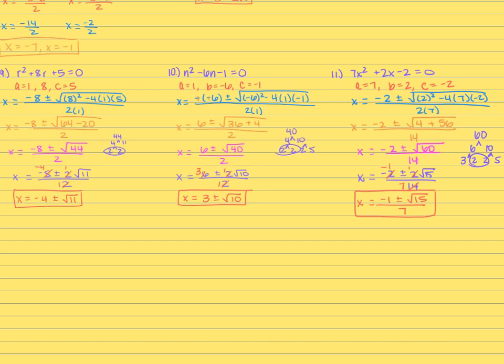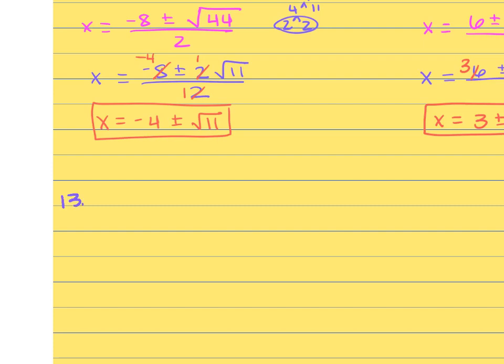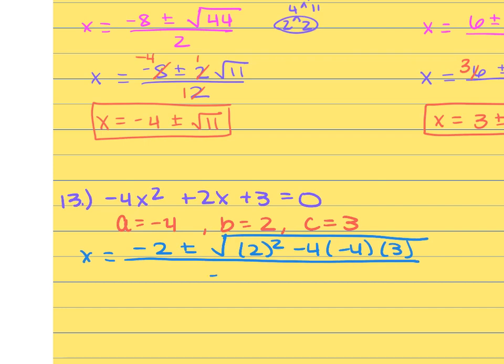For 13, we have negative 4x squared plus 2x plus 3 is equal to 0. So our a is negative 4, our b is 2, and our c is 3. So x is equal to negative 2 plus or minus the square root of 2 squared minus 4 times negative 4 times 3, all over 2 times negative 4.